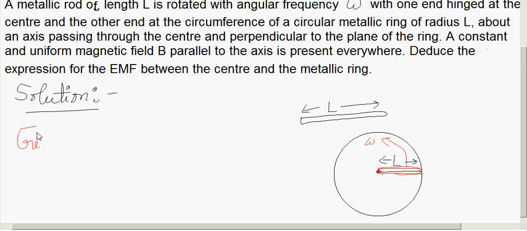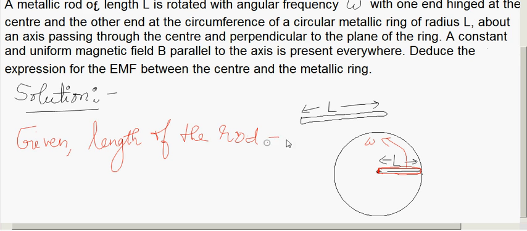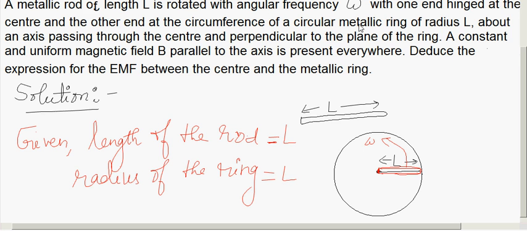So given: the length of the rod is L, also the radius of the ring is equal to L. Then what else is given? The angular frequency omega with which this rod is rotated.